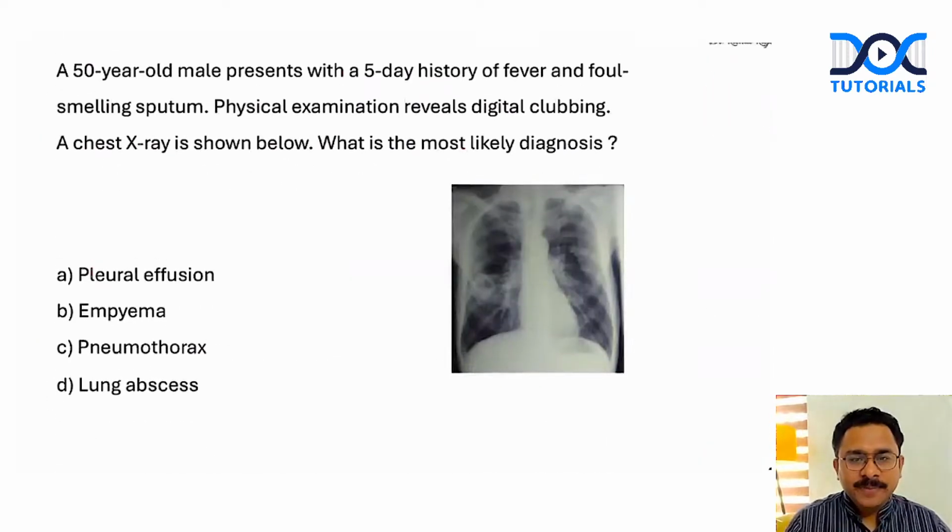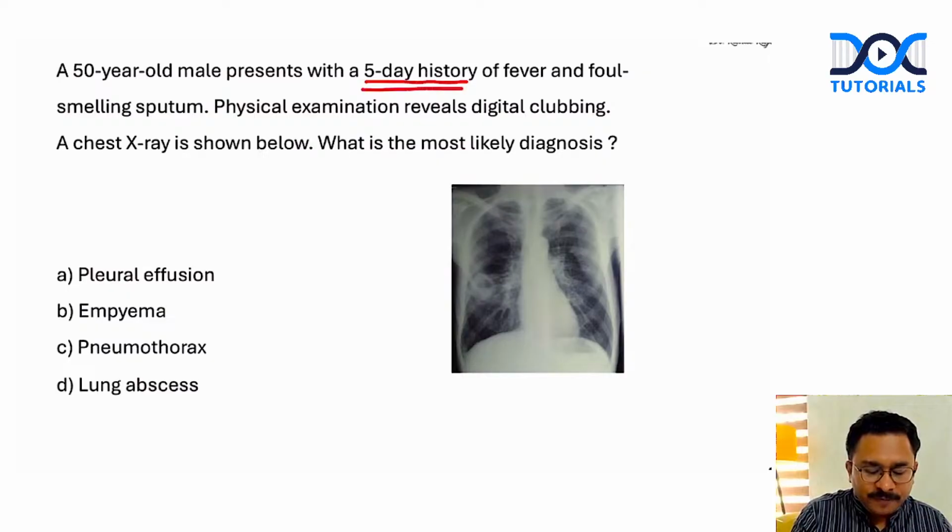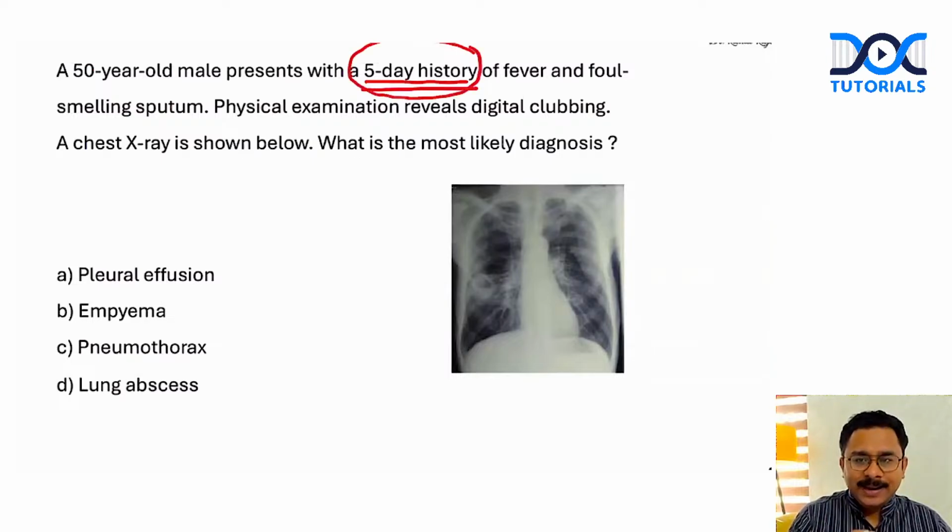A 50-year-old male presents with a 5-day history. So it's a relatively short duration illness of fever and foul smelling sputum. So probably you are thinking about some suppurative lung disease. Now, suppurative lung diseases, what are the two important diseases that you know about? One is bronchiectasis and the second is lung abscess. What do you think is the likely condition here? Since it is relatively of short duration, it is more likely to be a lung abscess, but let us go to the remaining part.